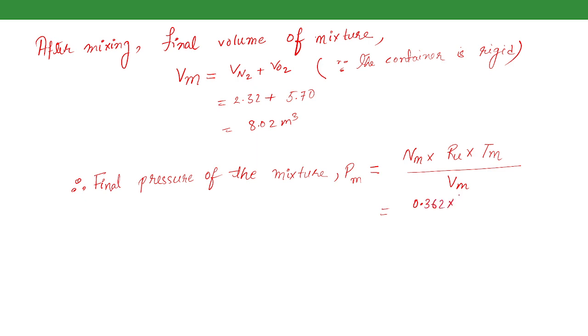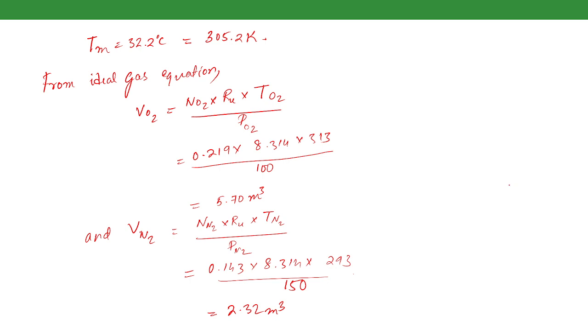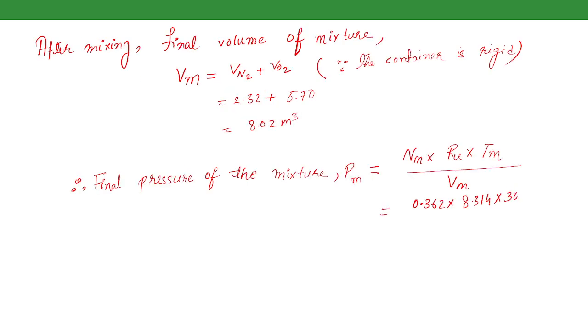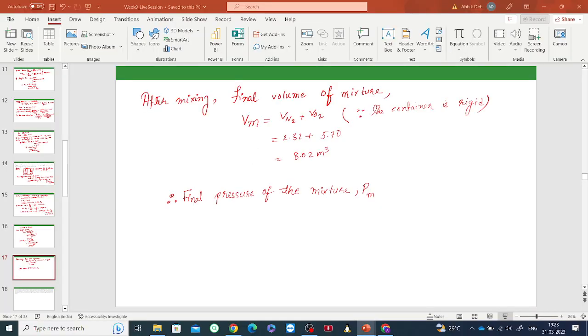0.362. This is multiplied by 8.314. And what is Tm? The mixture temperature is 305.2 Kelvin. And the final volume of the mixture is 8.02. Okay, this one is in kilojoule. So we will get the pressure to be 114.5 kilopascal. From this kilojoule we are getting this kilopascal. Okay, so this is the final pressure of the mixture. So I hope this analysis is clear to everybody.